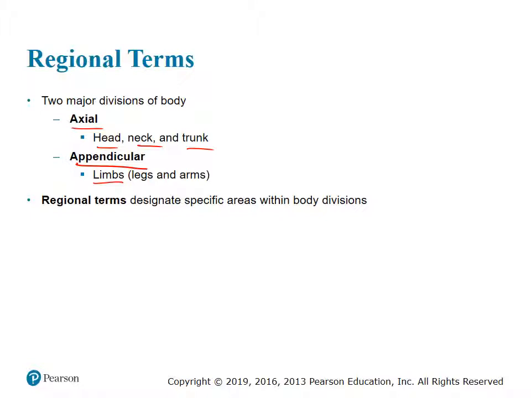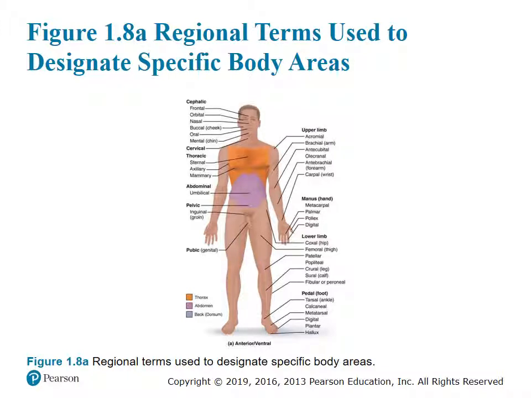Now, within those divisions, we can subdivide and we can name places or sections of the division where you have certain things. And that's why we call these regional terms. You're going to be responsible for knowing all of these regional terms in lab. So we will discuss those in lab and you'll practice on those in lab. This will be part of your lab exam to identify these regional terms.